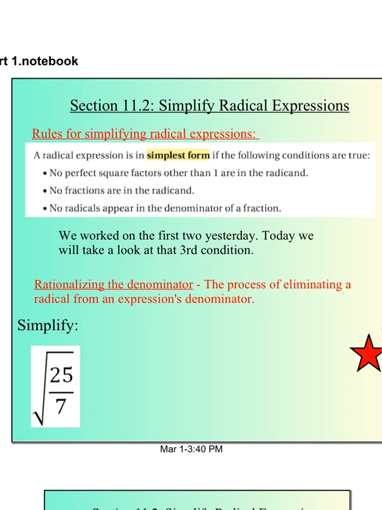Alrighty guys, moving right along here in section 11.2, still working on simplifying radical expressions. This section you're going to find is kind of a long one. There's just a lot of little things, and I try to break it down as best I can. The first couple of days here, first lesson or two, we've worked on just the first 2 bullet points in terms of what makes a radical expression and puts it in its simplest form.